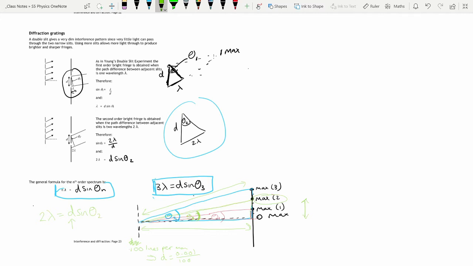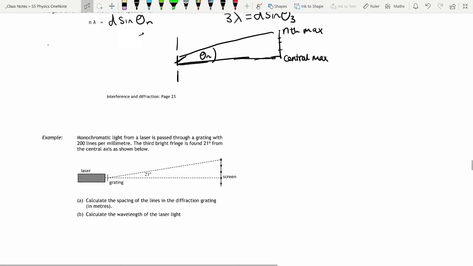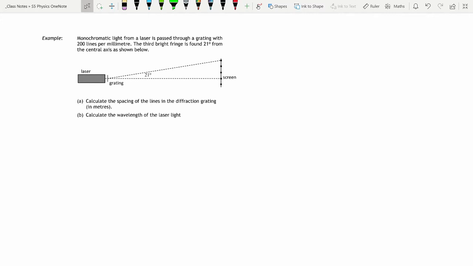Okay, so we're going to do an example of this just now. Monochromatic light from a laser is passed through a grating with 200 lines per millimeter. The third bright fringe is found to be 21 degrees from the central axis, so that's our theta n. First of all, we want to calculate the spacing of the lines in the diffraction grating. Our diffraction grating has 200 lines per millimeter.